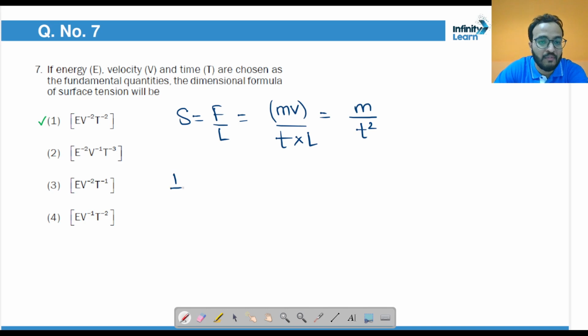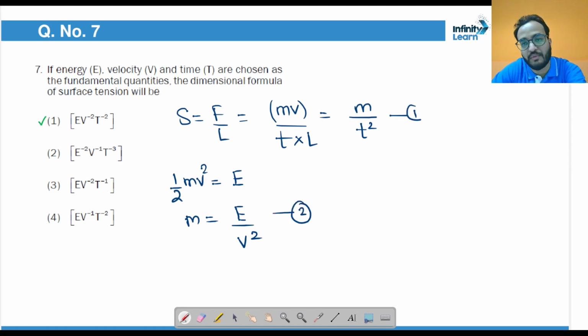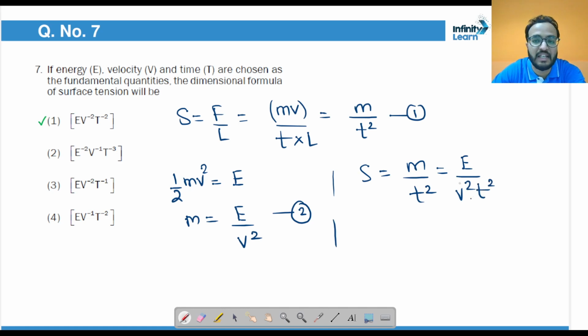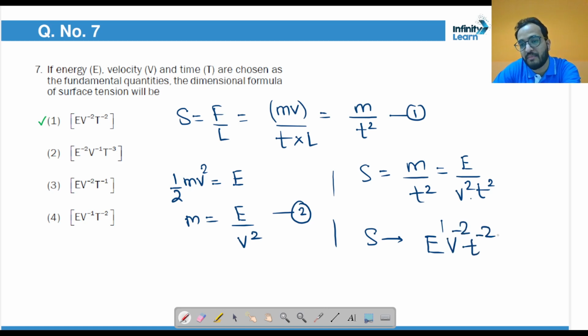Now listen to me, what is energy? Half mv square is equal to energy. So what is m? M is e upon v square, right? So this is equation number 2, this was equation number 1. So we will use it and say surface tension is m by t square. What is m? E by v square t square. Now we can say that E, V and T all have come. So we can say the dimensional formula of S will be E to the power 1, V to the power minus 2, T to the power minus 2. Okay, first option is correct.